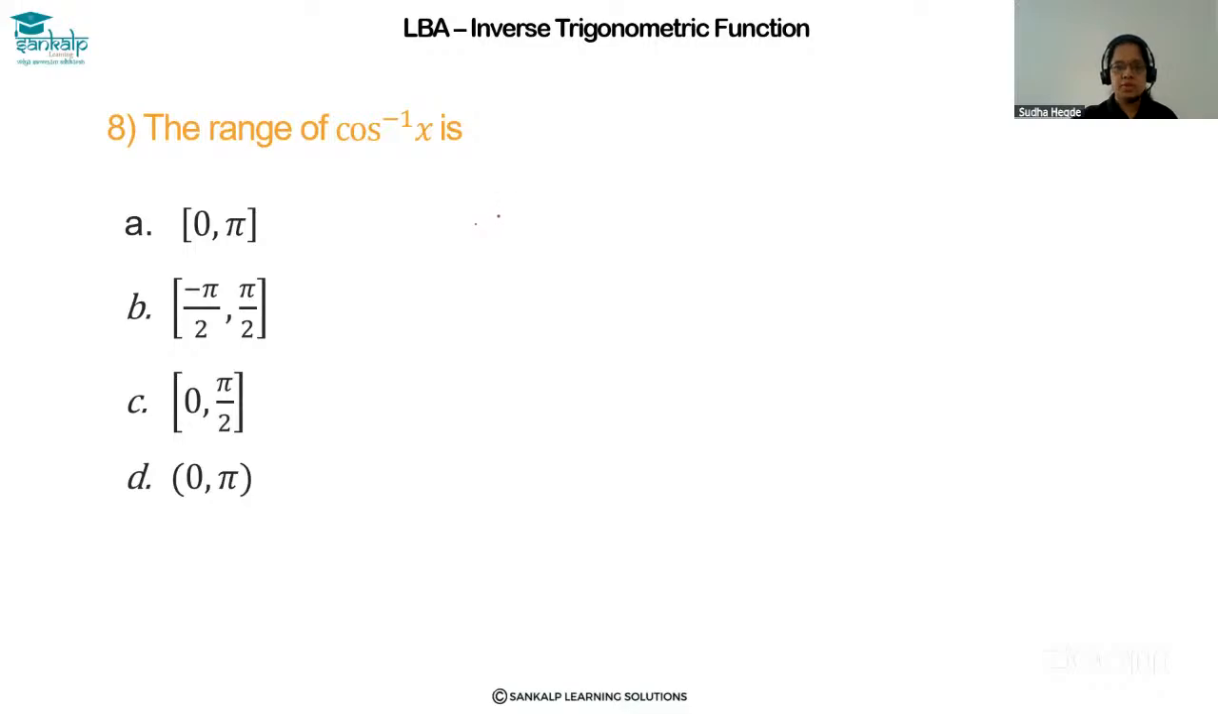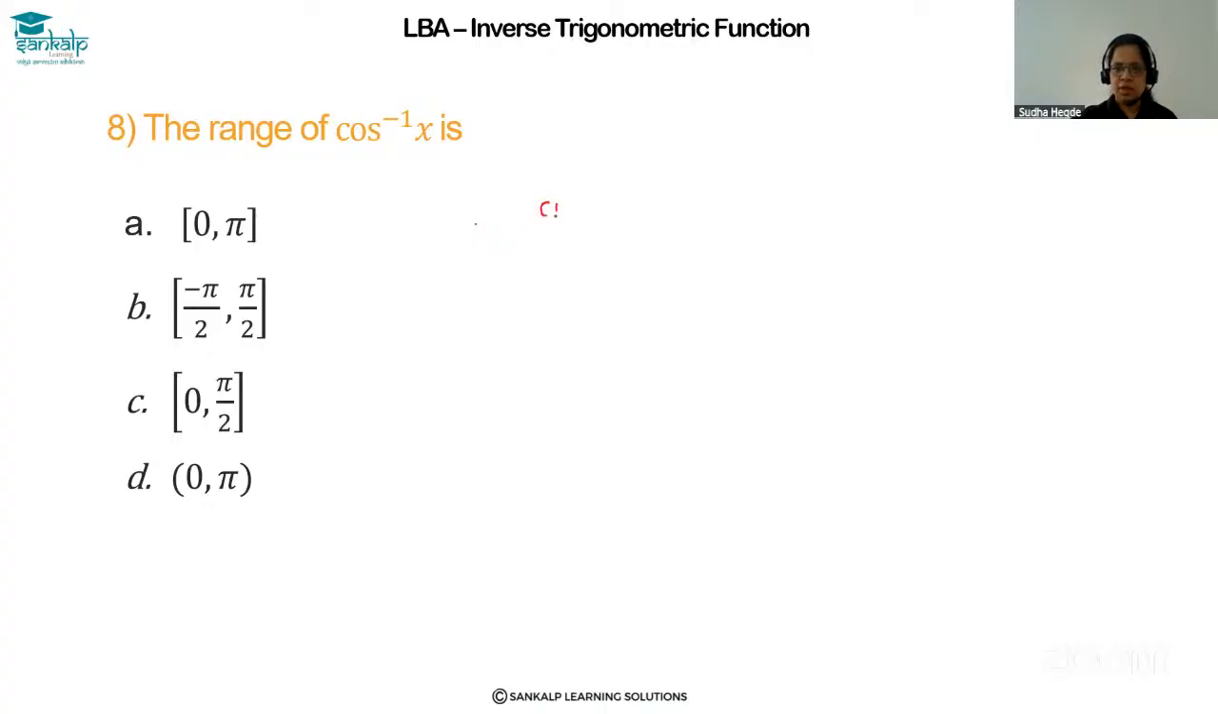Hi students. The question is, the range of cos inverse x is option A, closed interval 0 to pi; option B, closed interval minus pi by 2 to pi by 2; option C, closed interval 0 to pi by 2; option D, open interval 0 to pi.